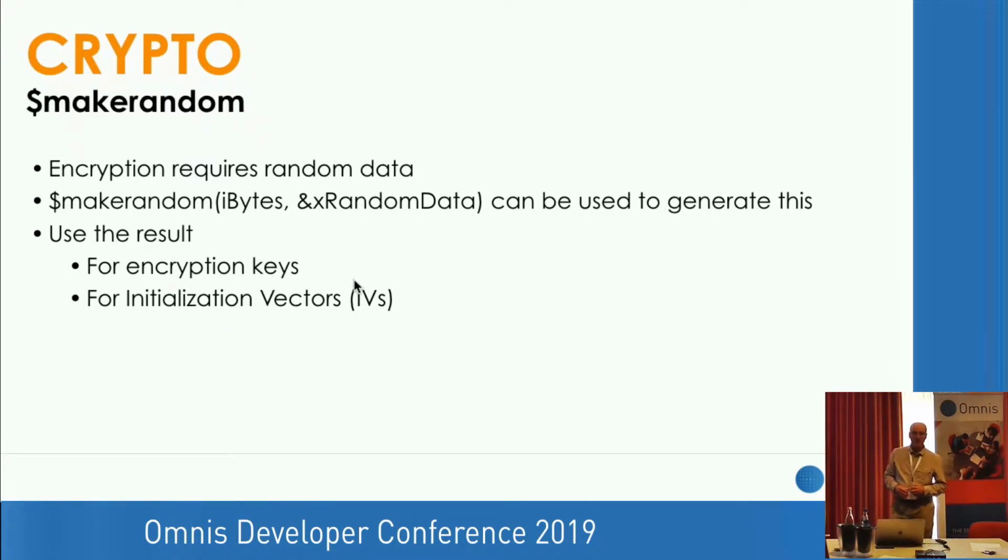There is another static method in the crypto worker, $makerandom. You can use this to generate some random data of a specified length, which is in bytes. And you'll need that if you want to generate an encryption key, potentially, or for generating an initialization vector. And this uses the random number generator, or the random data generator that's in embed TLS, so it's a reasonably random bit of data.